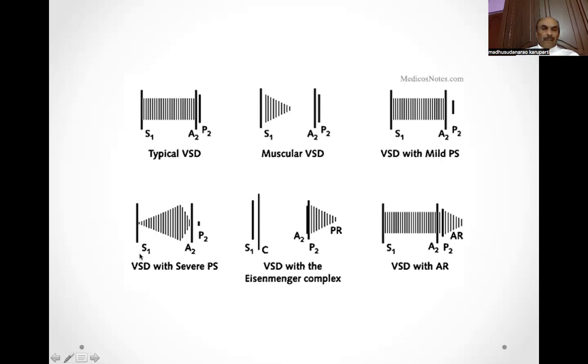Here is the VSD with severe PS. Severe PS is associated with the diminished intensity of the P2, and there is VSD with severe PS. PS is associated with crescendo decrescendo murmur. It dominates the murmur of VSD.